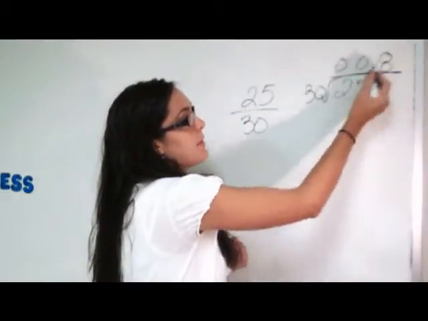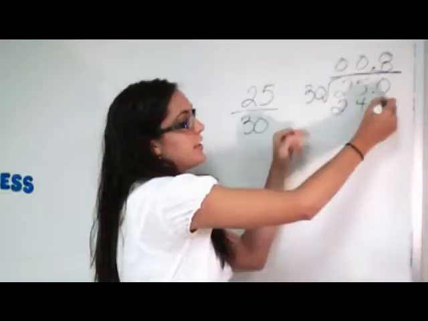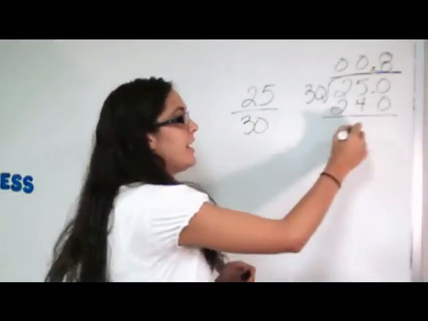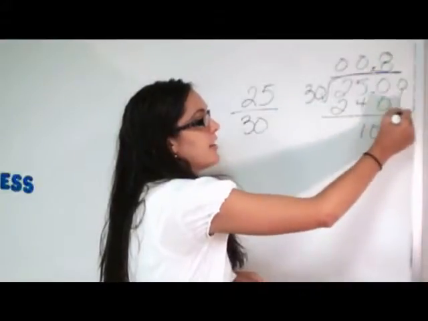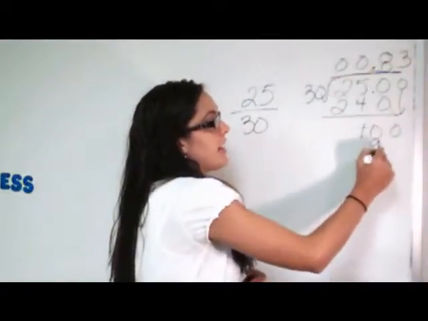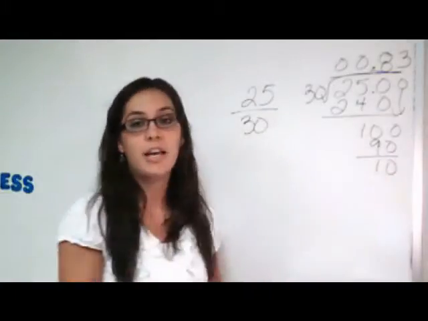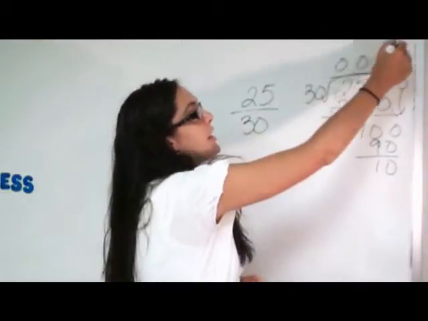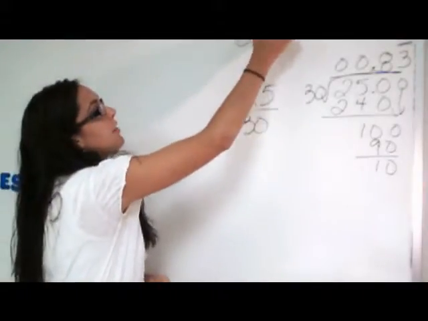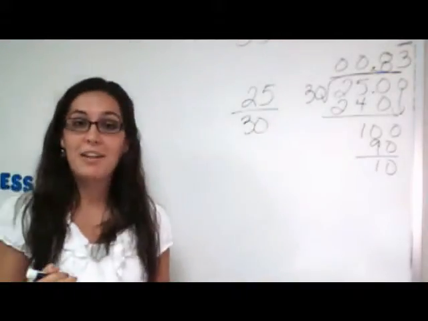So we have 3 times 8 is 24, and I'm just going to add a 0. So 250, subtract 240. We have 10 left over, add a 0, add another 0. 30 can go into 100 3 times. That's 90, and then that's going to be another 10, add another 0. This 3 is going to be repeated. So now we have 0.83 repeated, or 83 hundredths.